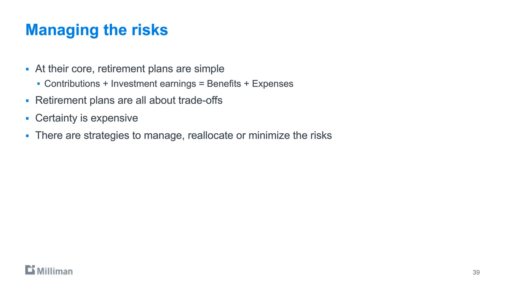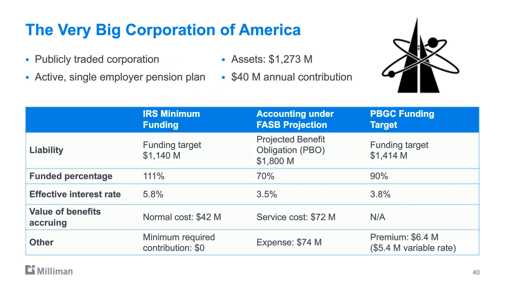So we're going to use one very big corporation of America for all of our examples here, and we are going to take this plan and go through what actually happened to some clients, some decisions that were made. We're going to base it all on this very large corporation, which is a publicly traded corporation that has assets of about $1.3 billion. It's active, so people are earning benefits, and it's a single employer corporate pension plan. They're currently making about $40 million in annual contributions.